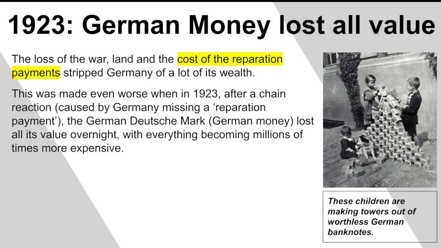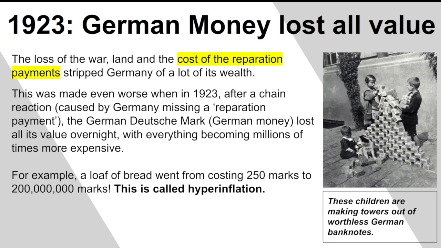The German Deutschmark, which was their money at the time, lost all its value overnight, with everything becoming millions of times more expensive. For example, a loaf of bread went from costing 250 marks to costing 200 million marks. This is called hyperinflation.